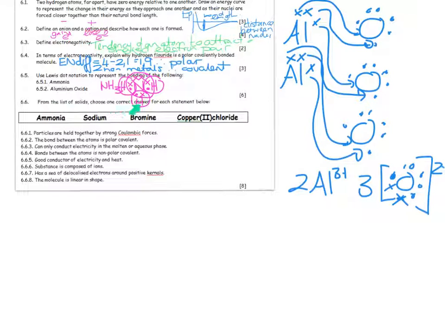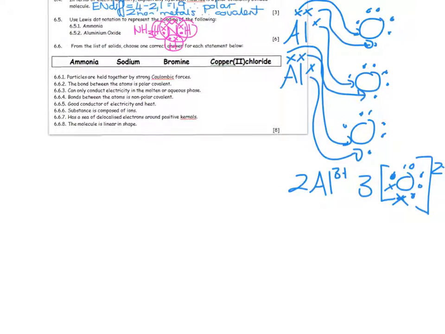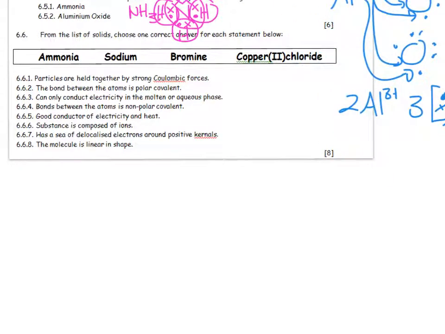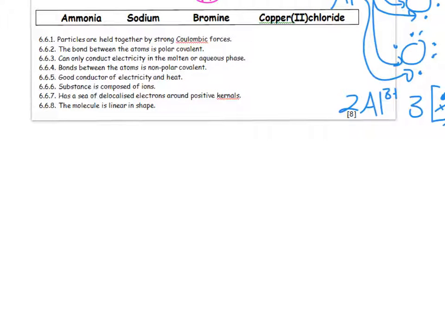From this list of solids, choose one correct answer for each statement below. So I've got these 4 substances over here. Particles are held by strong coulombic forces. Strong coulombic forces exist in ionic and metallic. So I need to look which of these is ionic or metallic. And sodium is a metal, so it is ionic or metallic. And copper chloride is ionic, so it is a metal and a non-metal. So either one of those would have been acceptable.